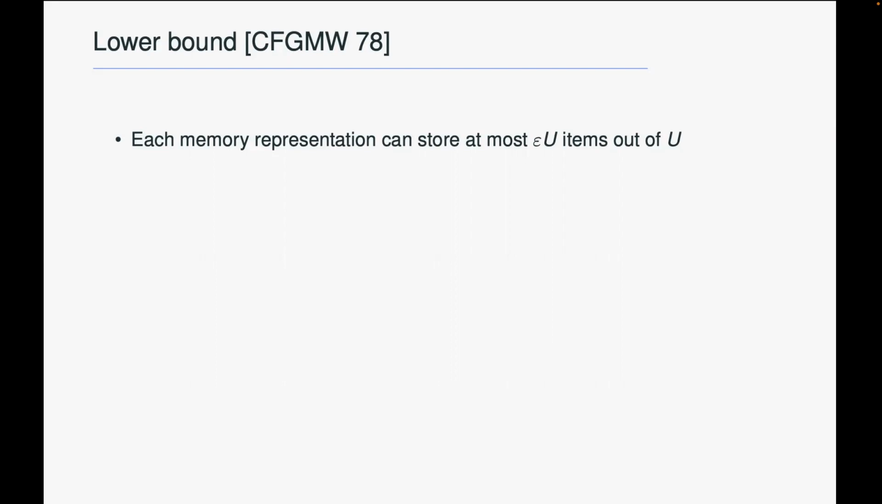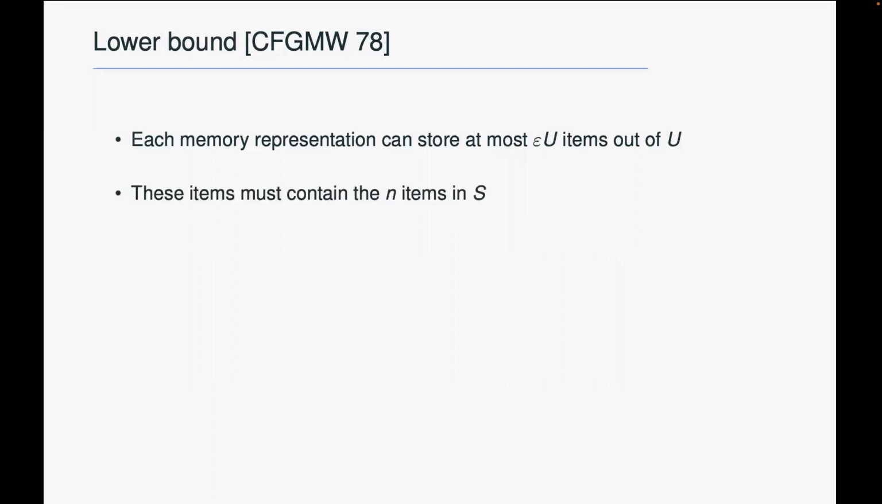So if I want false positive probability epsilon, I want my memory representations, on average, I'm not saying on average on this slide, but on average, I want each memory representation to store at most an epsilon fraction of my items. Right? I want only epsilon u items to be items where the filter says yes.